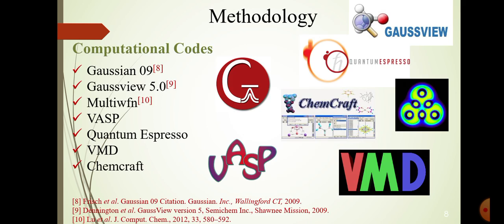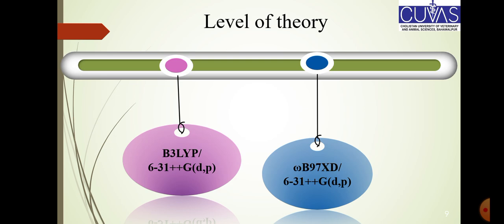The following software are used to explore the structural, electronic, and catalytic properties of transition metal doped zero dimensional materials: Gaussian 09, GaussView 5, Multiwfn, VASP, Quantum Espresso, VMD, and Chemcraft. The levels of theory used in our current studies are B3LYP and omega B97XD along with the 6-31+G(d,p) level of theory.